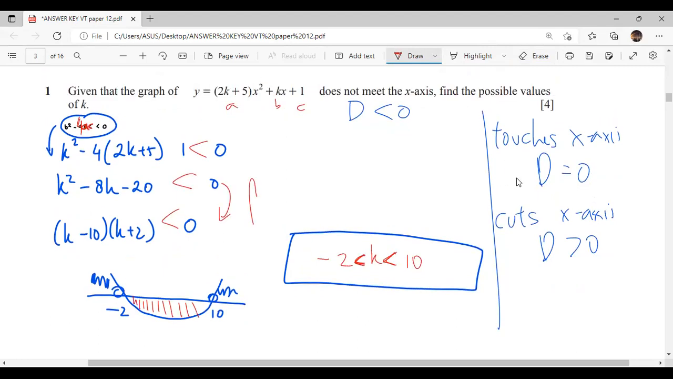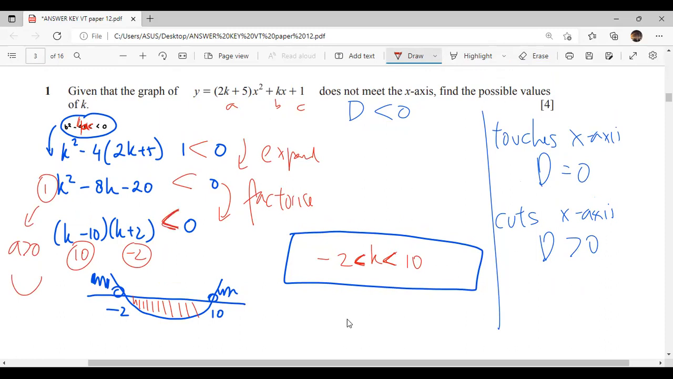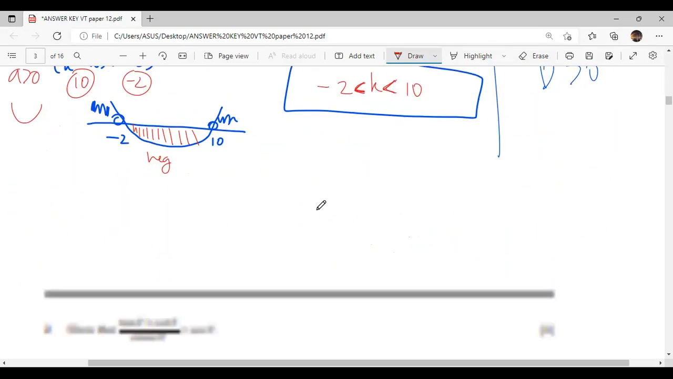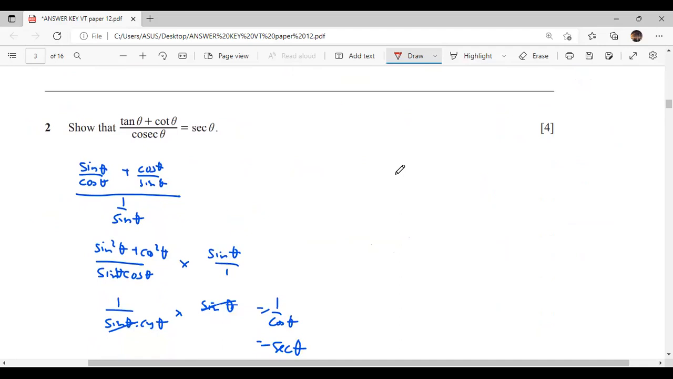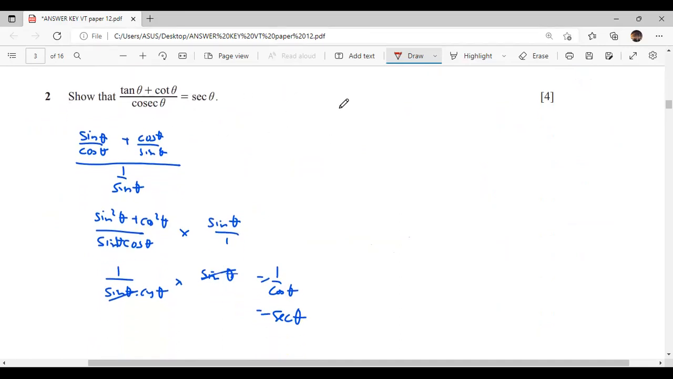Yes. Okay, nice. So you factorize, you expand, and then solve, right? The zero maker, 10 and -2. And then you put the curve. Why is it smiling? Because the k is positive, right? So a is more than 0, so it's smiling. And you pick the part that is less than 0, so you pick the bottom of the x-axis, the y negative. Now show that tan theta plus cotangent theta over cosecant theta is secant theta.